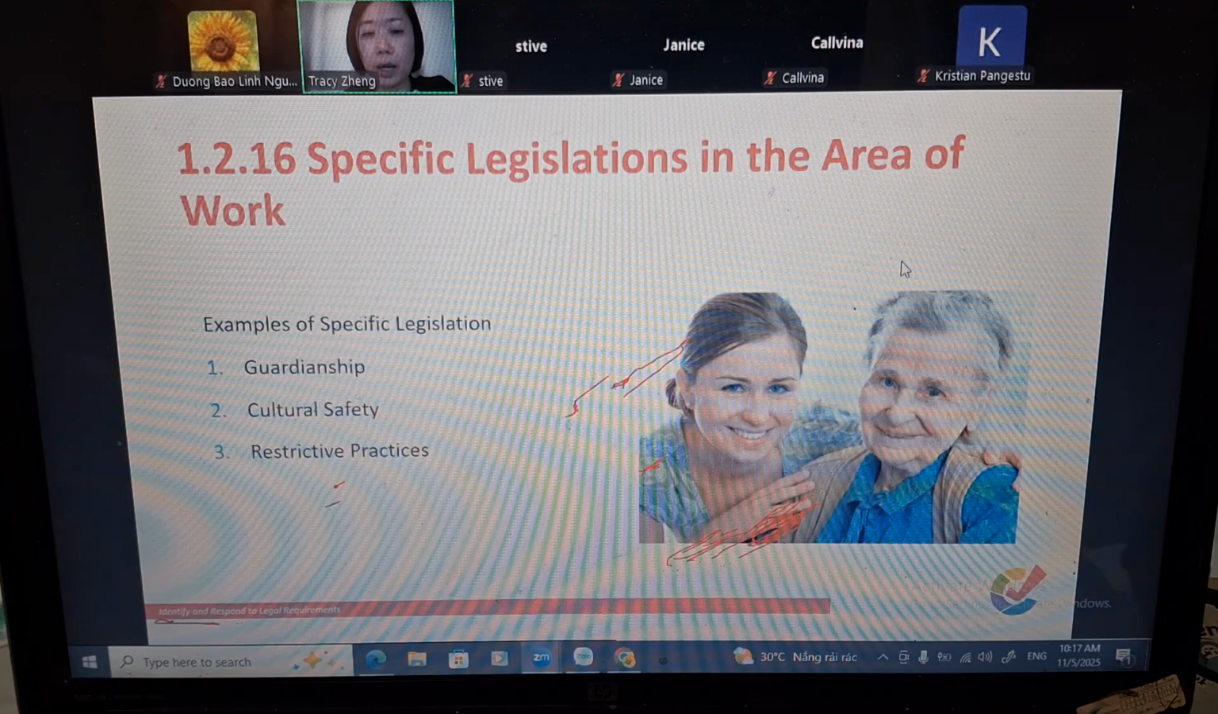And don't forget, if you're using restrictive practices inappropriately, for example, without consent or without trying any alternative options, and you go straight to using restrictive practices, that would be another case for mandatory reporting, okay? If you see your other colleagues using restrictive practices on your clients inappropriately, you also do need to report, all right? So we have discussed that.